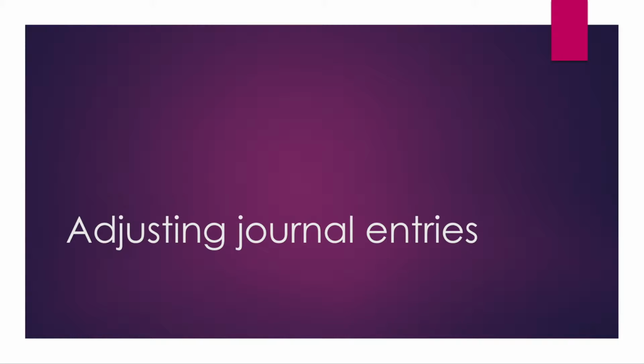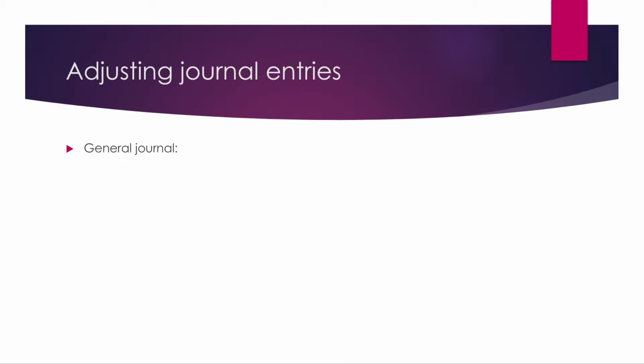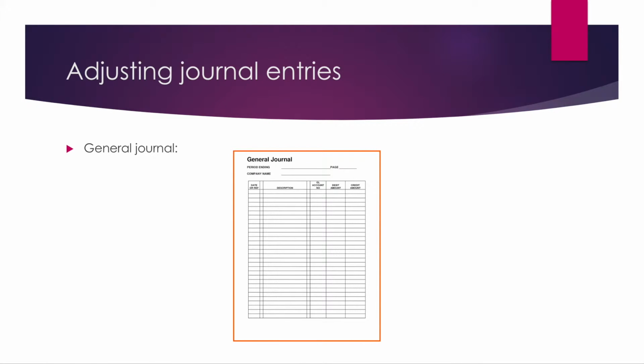Today I'll be talking about adjusted journal entries. Adjusted journal entries are entries made in the general journal to record revenues that have been earned but not recorded and expenses that have been incurred but not recorded.